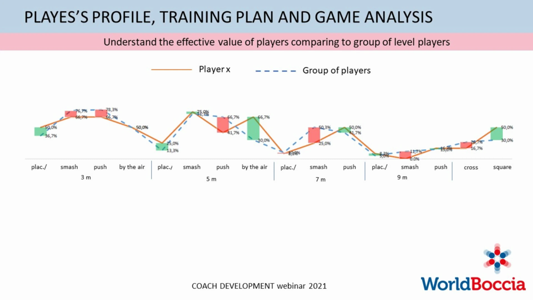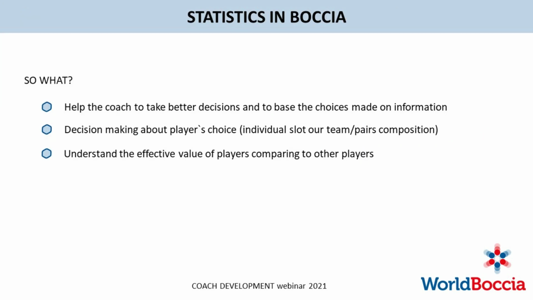where your players are. And if you have the data of the top best players of the world, even better, because you can compare and see what the level of your player is. So use that to help the coach take better decisions and base the choices on information: decision making about the players' choice, individual slots or team pair competitions, and to understand the effective value of players compared to the other players.